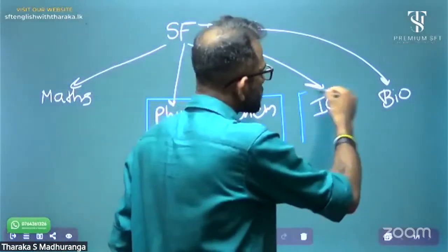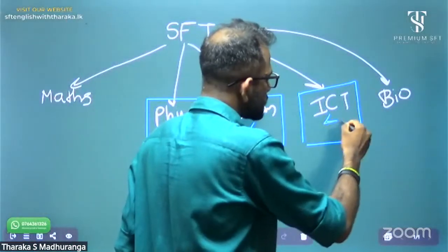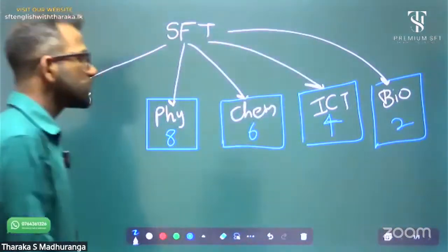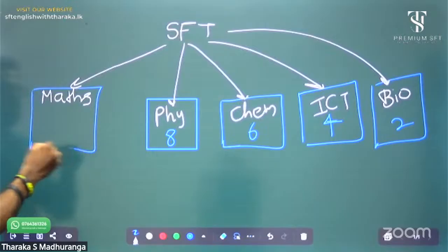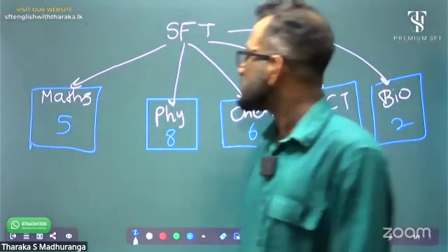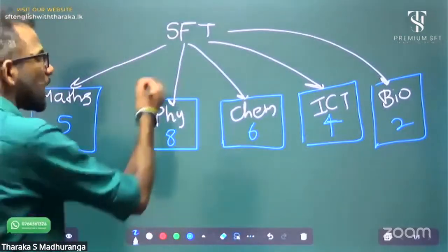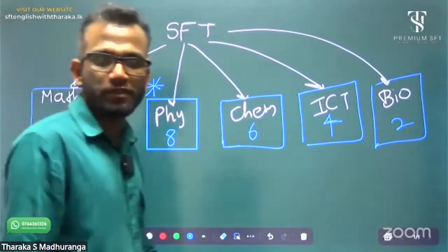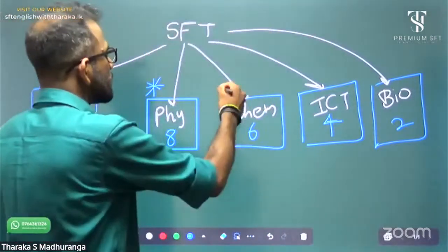Okay, in the ICT part we have 4 lessons. In the biology part we have only 2 lessons. In the mathematics part we have 5 lessons. Among them, what is the most bulk part? The bulk part is physics. Physics is the main part of the syllabus. The second one is chemistry.